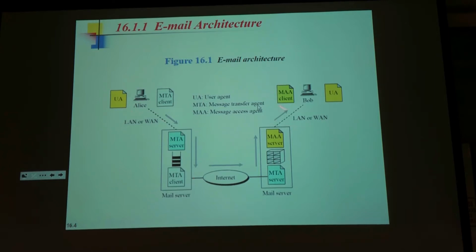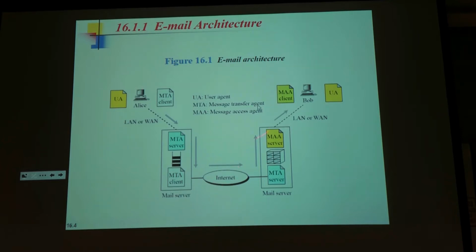The email does not go directly to Bob. It goes to something called a mail server. The mail server will queue the emails in the message transfer agent server and message transfer agent client. It will be saved, and one of the clients will take the message from the queue and forward it over the internet.